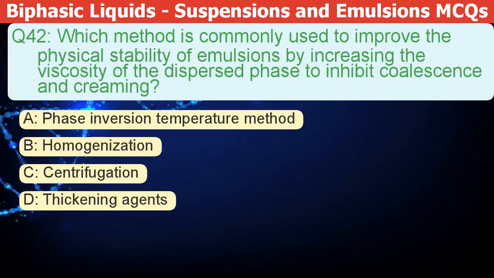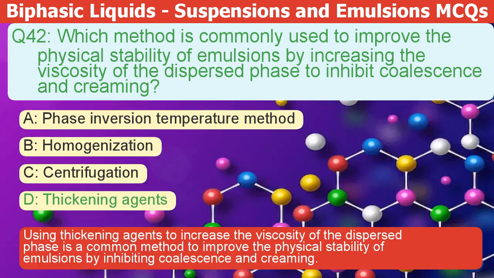Which method is commonly used to improve the physical stability of emulsions by increasing the viscosity of the dispersed phase to inhibit coalescence and creaming? A. Phase inversion temperature method. B. Homogenization. C. Centrifugation. D. Thickening agents. The correct answer is D. Using thickening agents to increase the viscosity of the dispersed phase is a common method to improve the physical stability of emulsions by inhibiting coalescence and creaming.